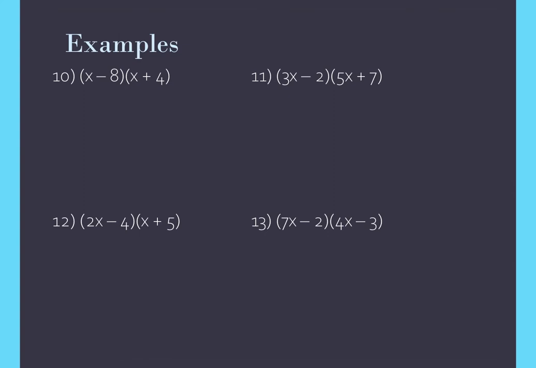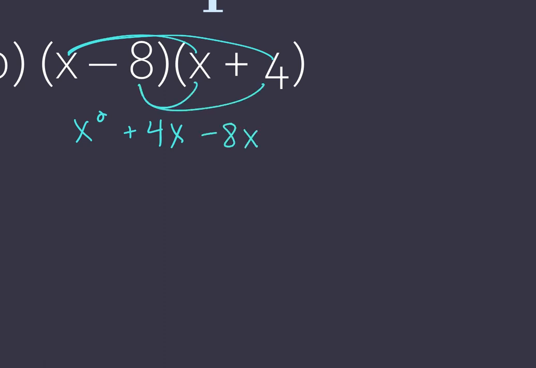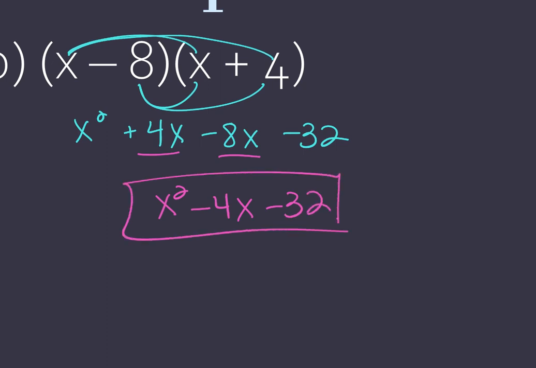All right, now we're FOILing. Each of these are binomials, right? A product of binomials. There's two terms in each one. So we do first, x times x, which is x squared. Outer, 4 times x, which is 4x. Inner, negative 8 times x, negative 8x. And last, negative 8 times positive 4, negative 32. And then you want to combine your like terms. Positive 4x and negative 8x gives me a negative 4x, minus 32.